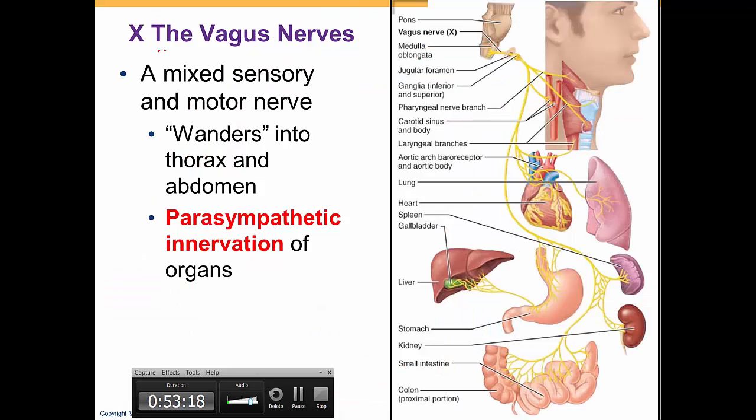The big nerve is my vagus nerve, and this one extends beyond the head and neck. It supplies structures in the head and neck, but it also carries parasympathetic innervation to the heart, to the GI system as well.